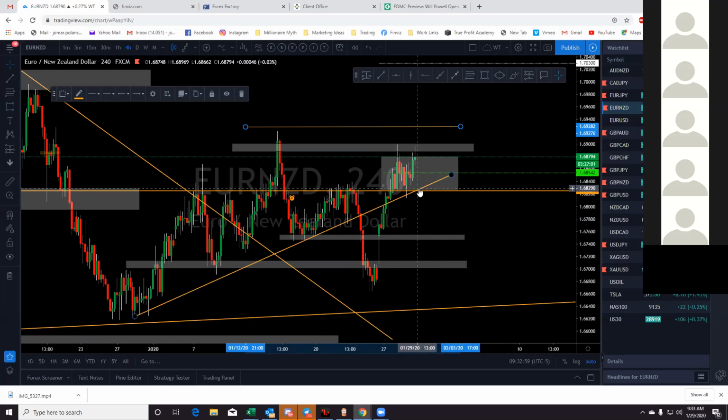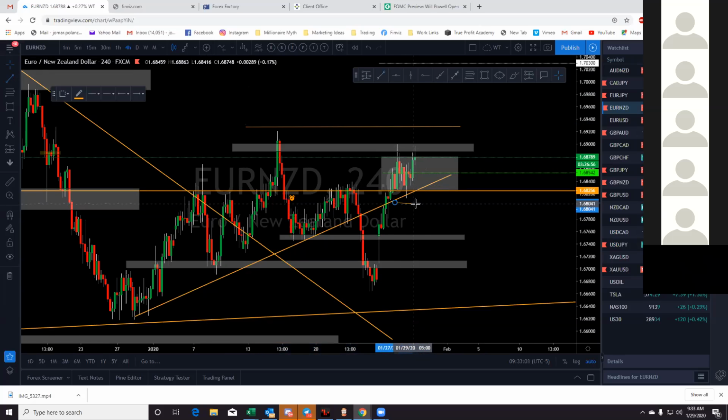So if I enter down here on a buy, I'm going to put my stop loss right under the previous low. If it stops me out, it's going to stop me out with a tight stop loss, and I was wrong. And you can see that it'll break structure right there.